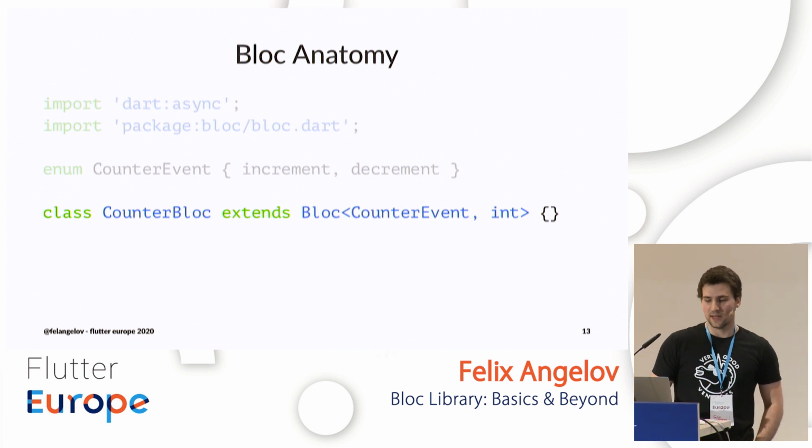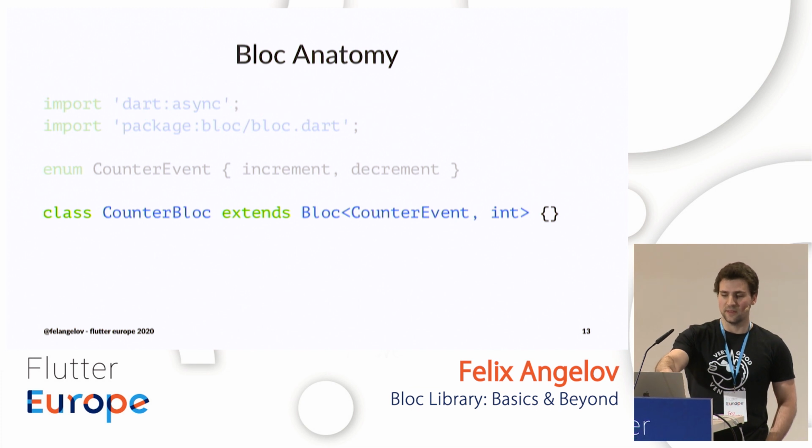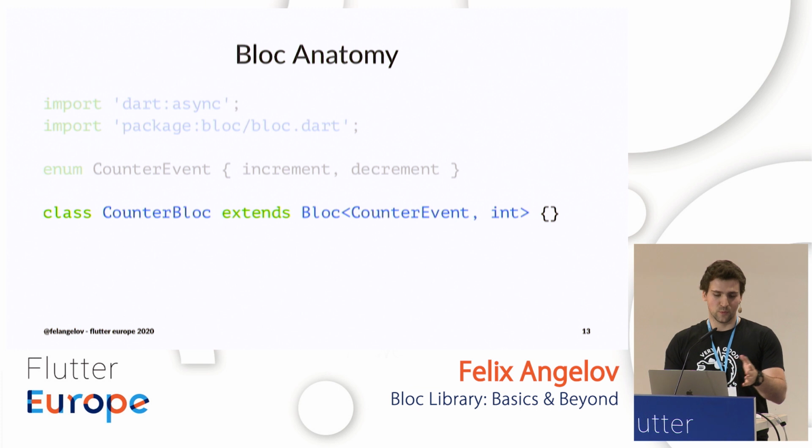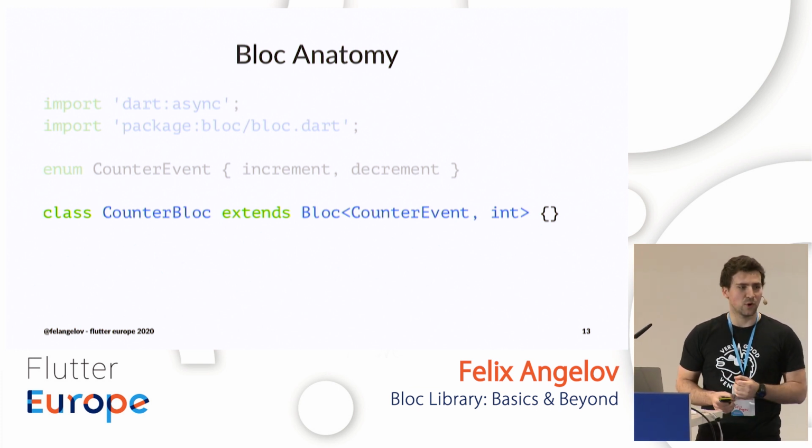And the next thing we need to do is actually create our class. So CounterBloc extends the Bloc class, which comes from the bloc package. And again, we have to specify the types of the input and of the output. So this is going to be a bloc that takes input of CounterEvent and outputs integers. And at this point, if you're following along, you'll see some squiggly underlines that say, okay, we're missing some overrides.